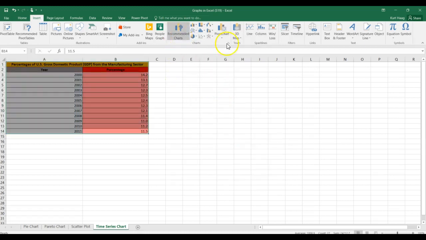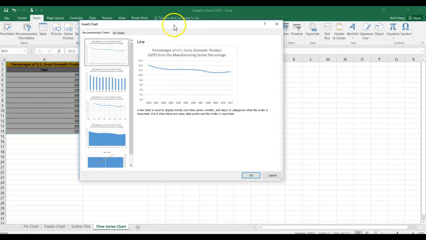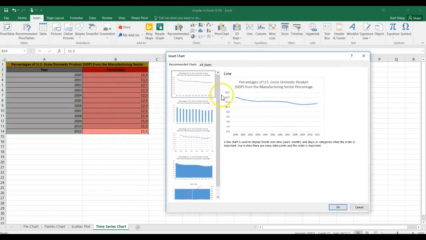So if I go to recommended charts here, and click on that, it recommends a series of charts that would be appropriate for this data to use. And you can see this first option it recommends and the second option it recommends are both what we're looking for, having time on the x-axis and then the percentages on the y-axis here.